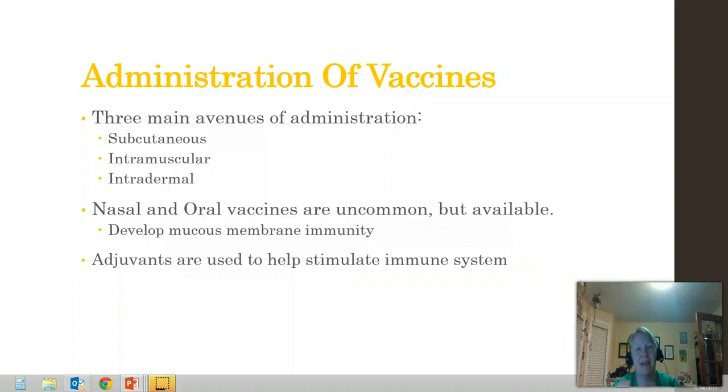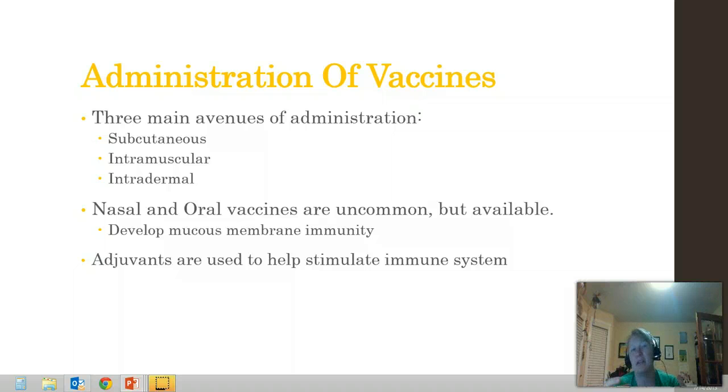What happens is that we have these pathogens, and either because we killed them, we inactivated them, or because they're such small particles, we need to inject some chemicals along with them to get your immune system to come over and check it out. Otherwise, the immune system might just ignore it, and that's what these do. They help stimulate the immune system.